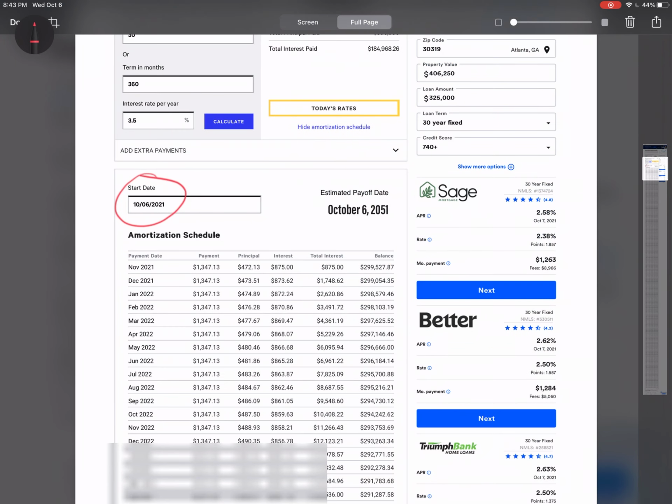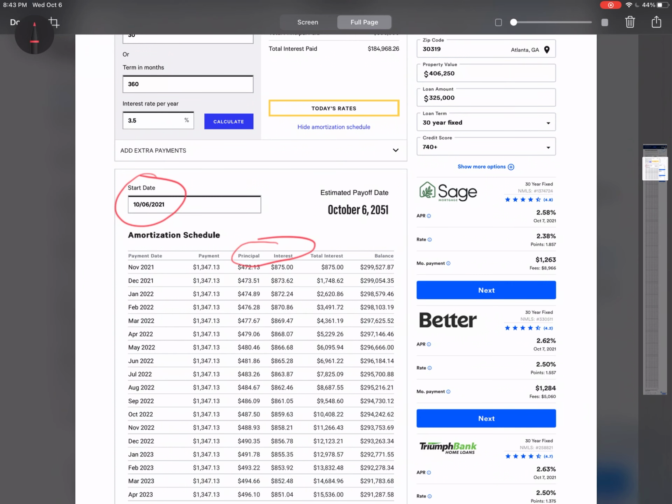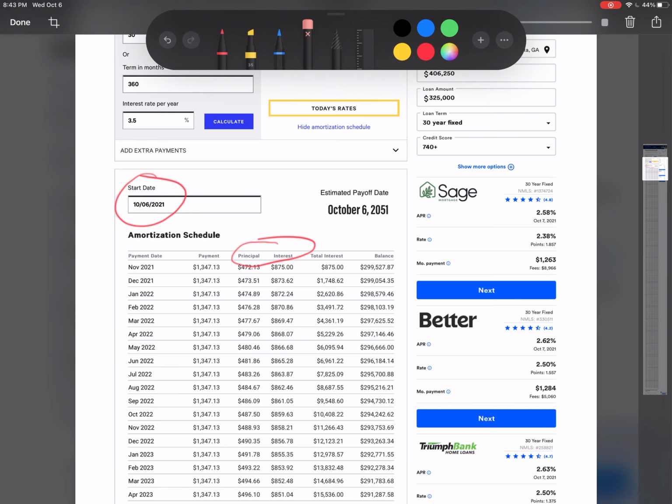The important thing to understand with any mortgage payment, with any payback of any loan, is that it is usually comprised of a principal amount and an interest amount. And that is shown right here. Now that was a horrible, horrible circle. Principal and interest amount right there. Those two together is this number here, your payment. So $472.13 plus $875 is $1347.13. I'm not going to do it on a calculator because I know it's accurate. Go do it yourself. That is the number.